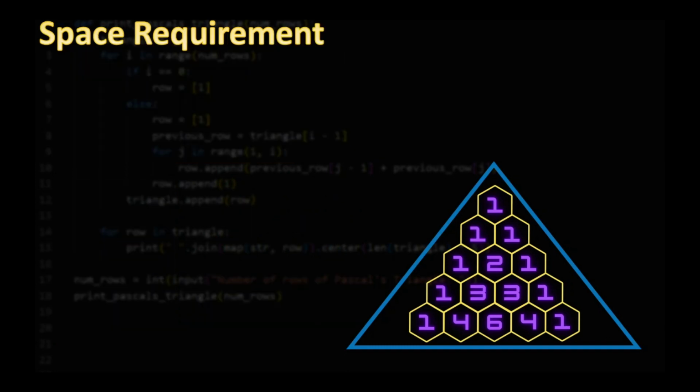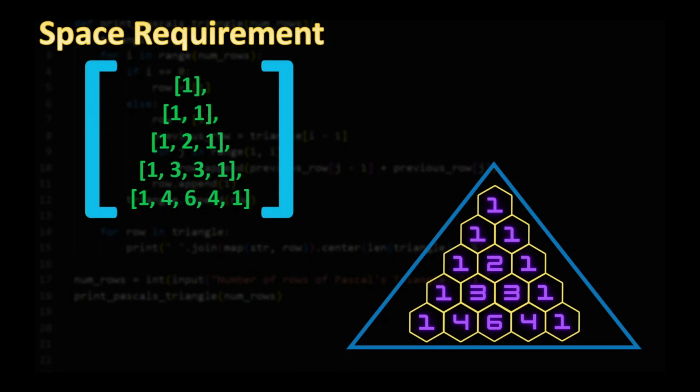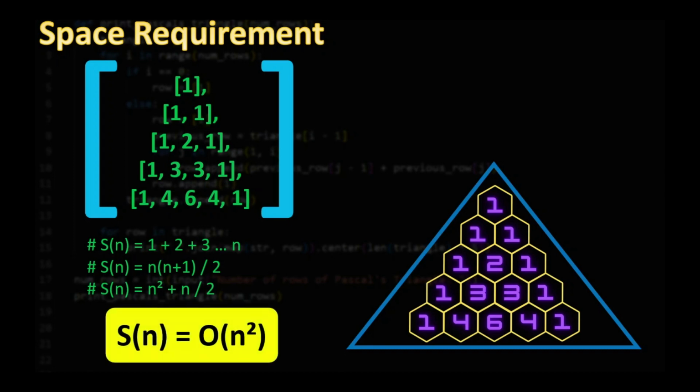The space requirement is similar to the time complexity, because as you can see in the first row, there is one element in the list. In the second row, there are two elements. Then in the third row, there are three elements, and so on. This is also like 1 plus 2 plus 3 and so on, which would be simplified again by n times n plus 1 all over 2, which would become n squared plus n all over 2. Therefore, the space requirement will be O of n squared.